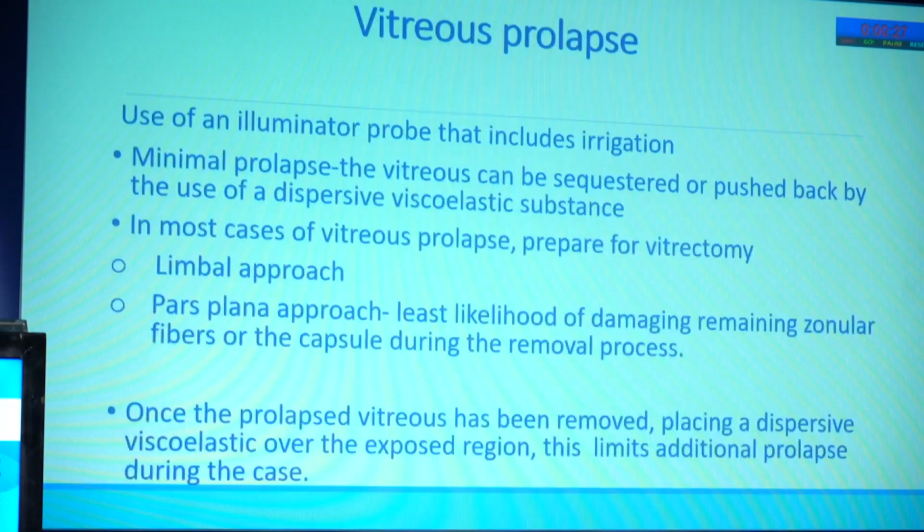We should use a fast pen approach, that is better. Once the prolapsed vitreous has been removed, place a dispersive viscoelastic over the exposed region. This limits the additional prolapse during any subluxation of the lens.